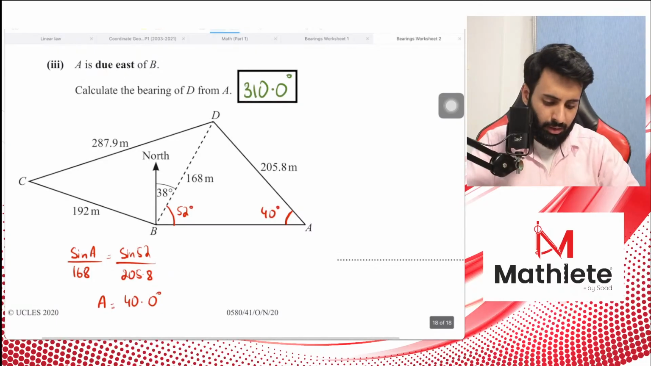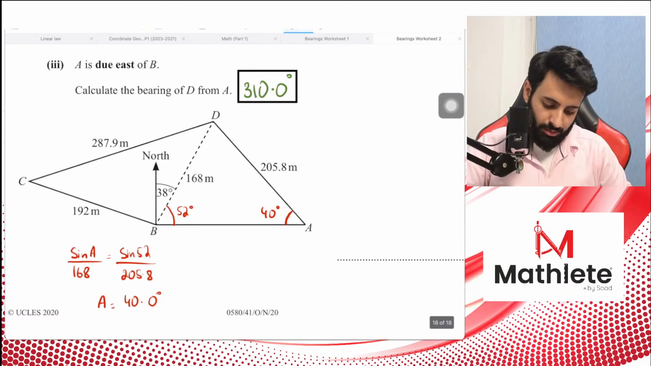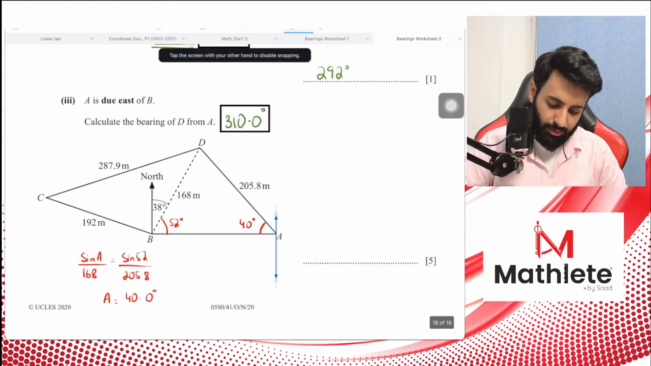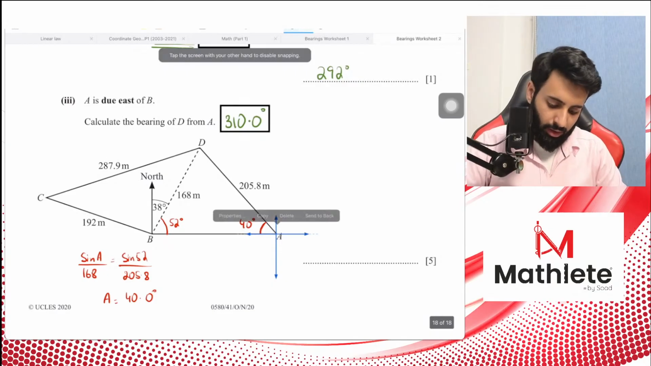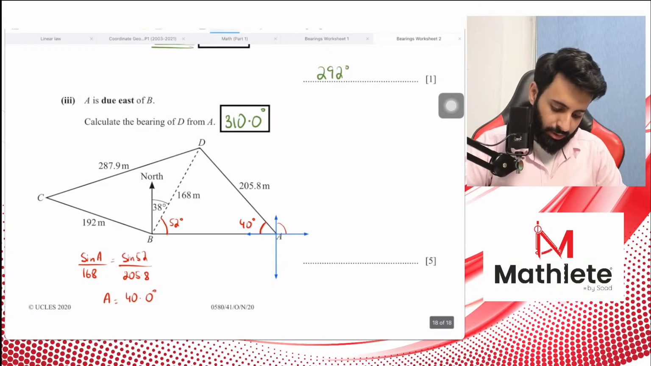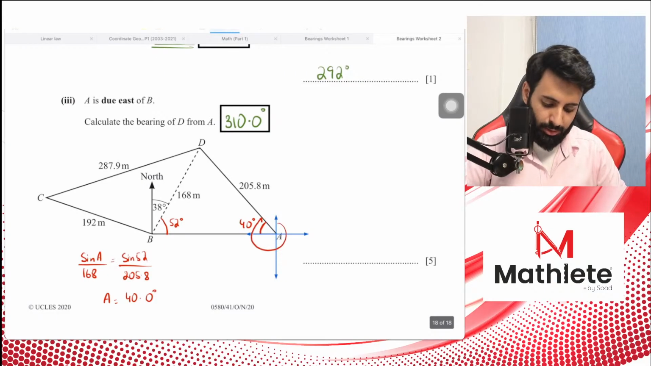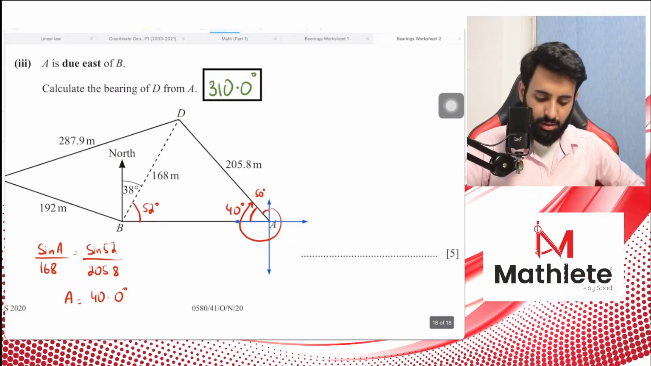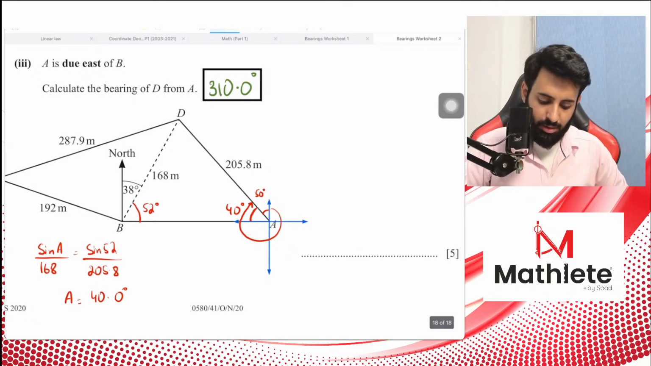Now I honestly don't know why this is a 5-mark question. It should have been a 3 or maximum 4-mark question. But anyway, if it's a 5-mark question, so be it. Now since this is the angle that you want, it's pretty much the home stretch. You can find out this angle by simply subtracting it from 90. So 90 minus 40 is equal to 50 degrees.